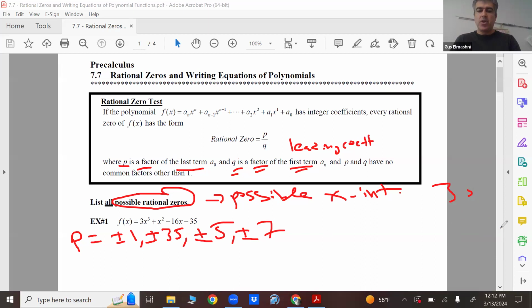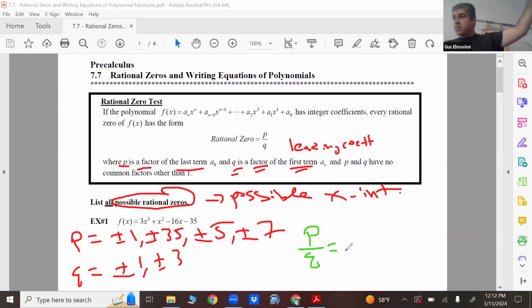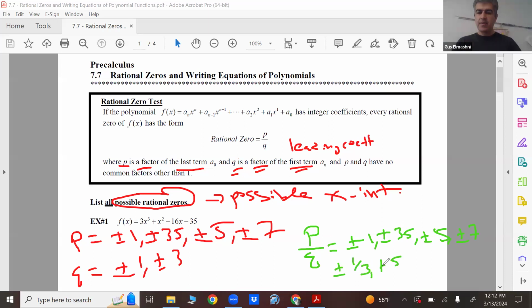Now, what about Q? Q represents all the factors of the leading coefficient. What's my leading coefficient here? So plus minus 1, plus minus 3. So when you do P over Q, you're simply dividing all the factors of the constant by all the factors of the leading coefficient. So it's all this divided by 1, and anything divided by 1 is itself. And all those numbers for P divided by what else? Exactly. Thank you, Timmy. Perfect.